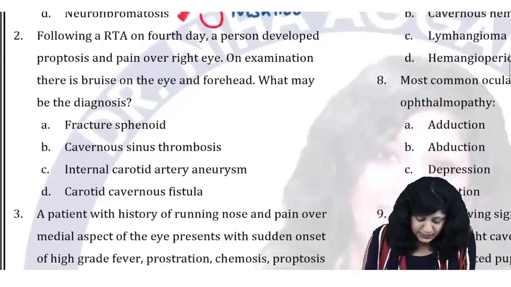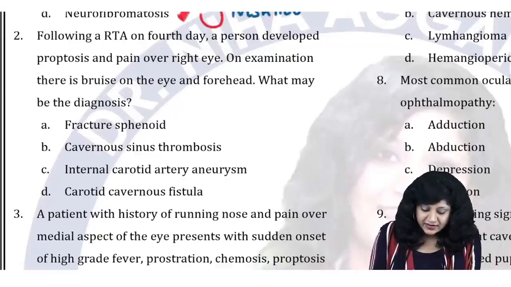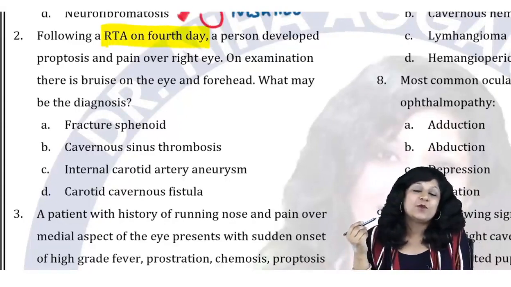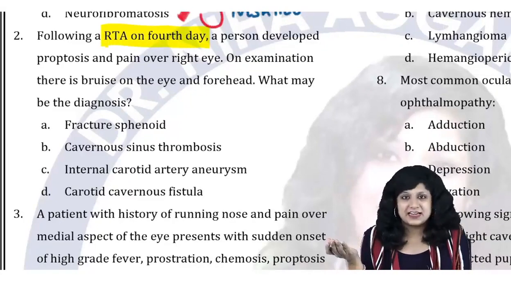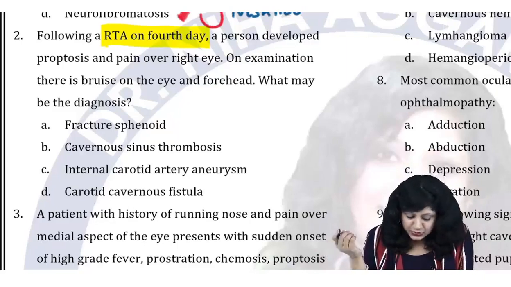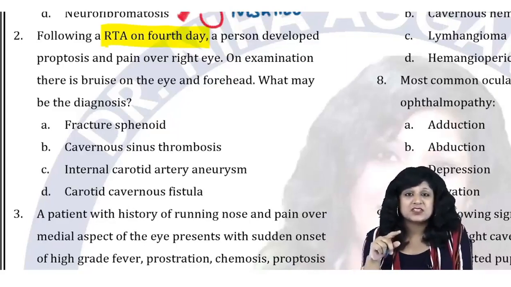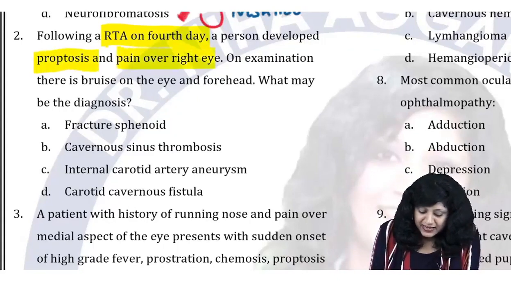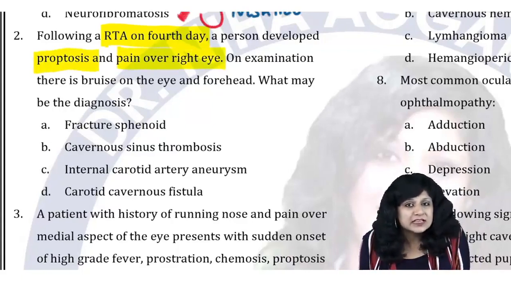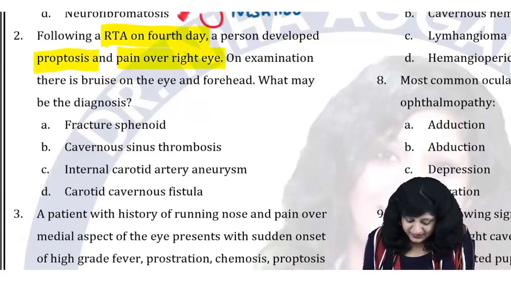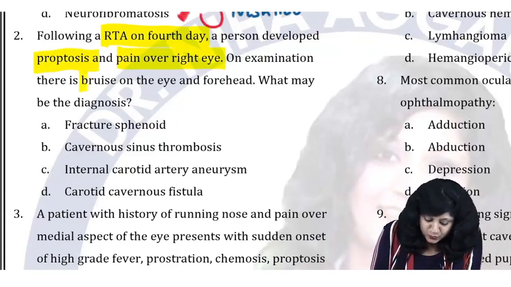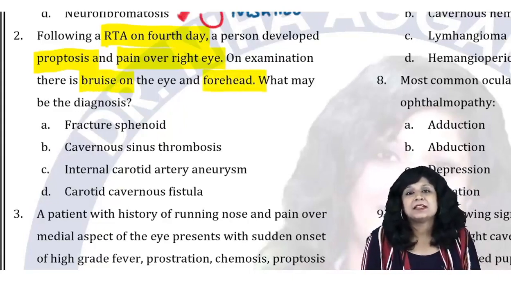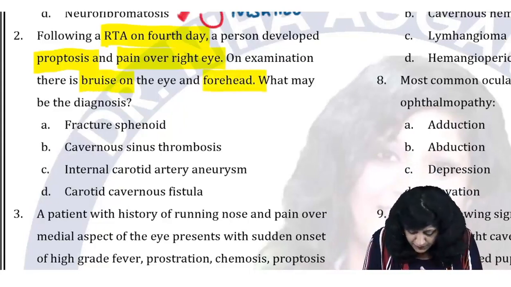Coming to question number 2, following a RTA. So what is RTA? I think even if you have gone to the casualty for one day, you will come to know within 1 hour what is RTA. It is a road traffic accident. So on the 4th day, this patient is coming to you, the person developed proptosis and pain over the right eye. So again we have proptosis, we have pain following the road traffic accident. On examination we have bruit over the eye as well as the forehead. Now what may be the diagnosis?